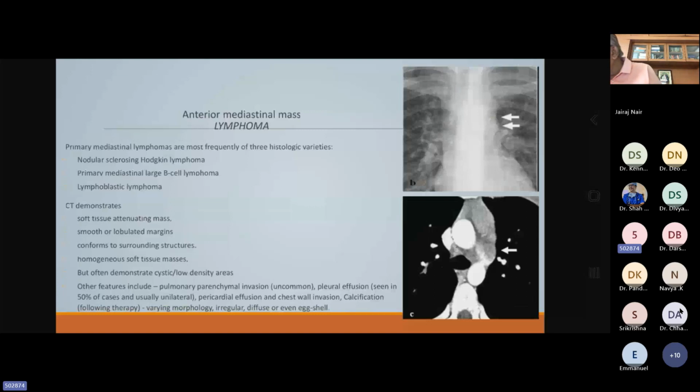In CT, lymphoma is seen as soft tissue attenuating mass with smooth or lobulated margins, which conforms to the surrounding structures, homogeneous, but often demonstrates cystic and low-density areas. Other features include the pulmonary parenchymal invasion, pleural effusion, pericardial effusion, chest wall invasion, and calcification, which can be irregular, diffuse, or even axial calcification.